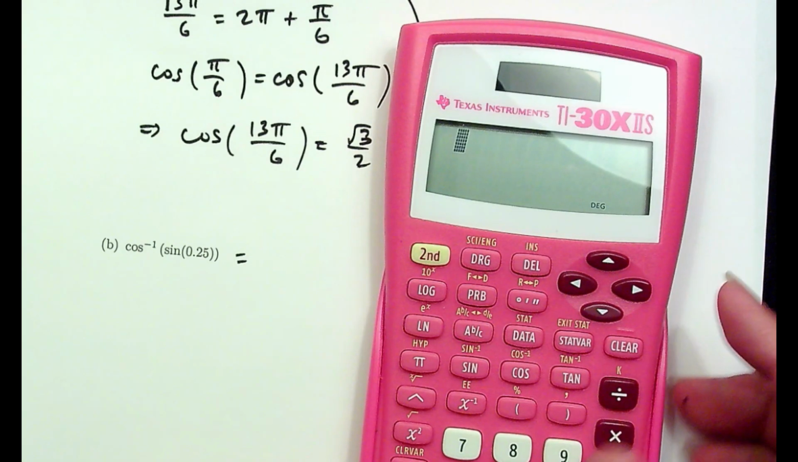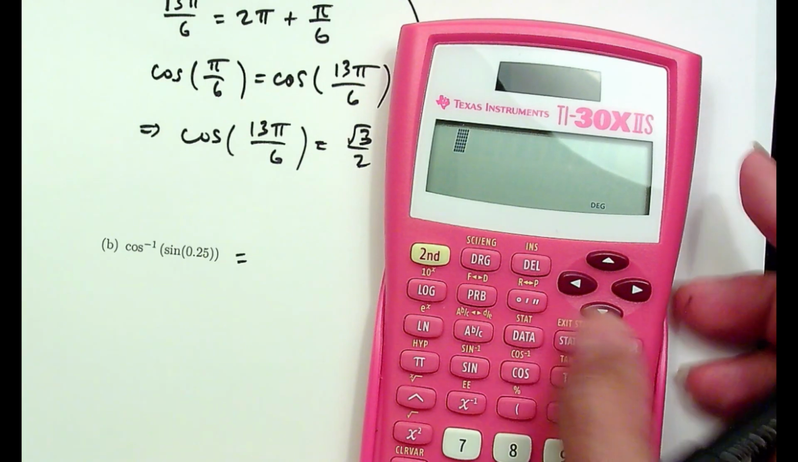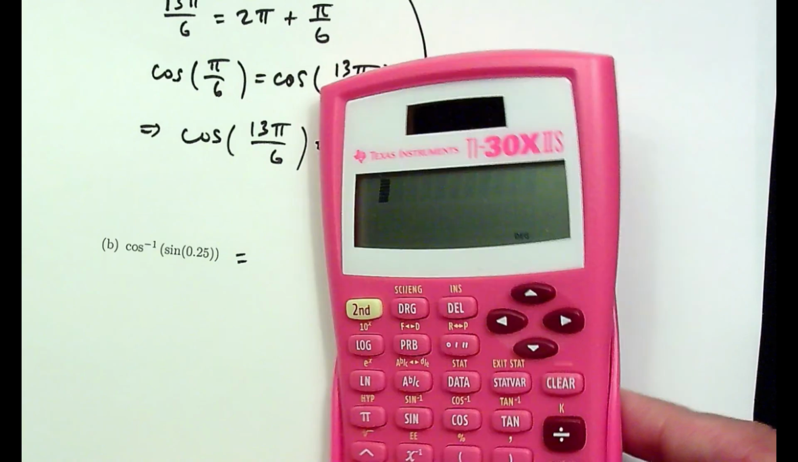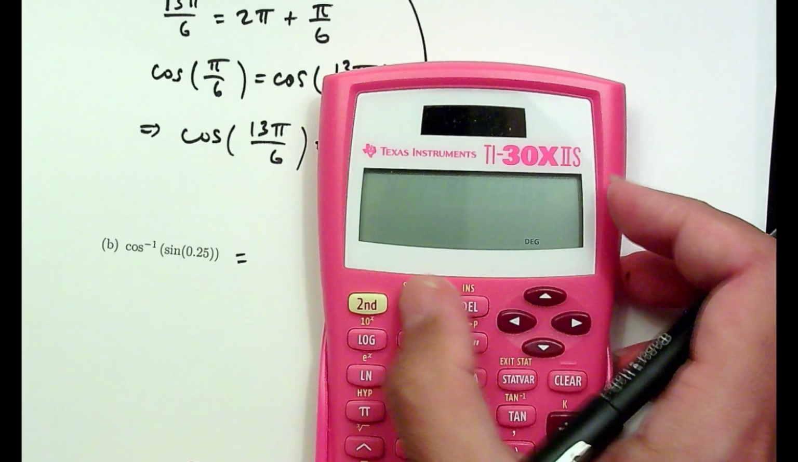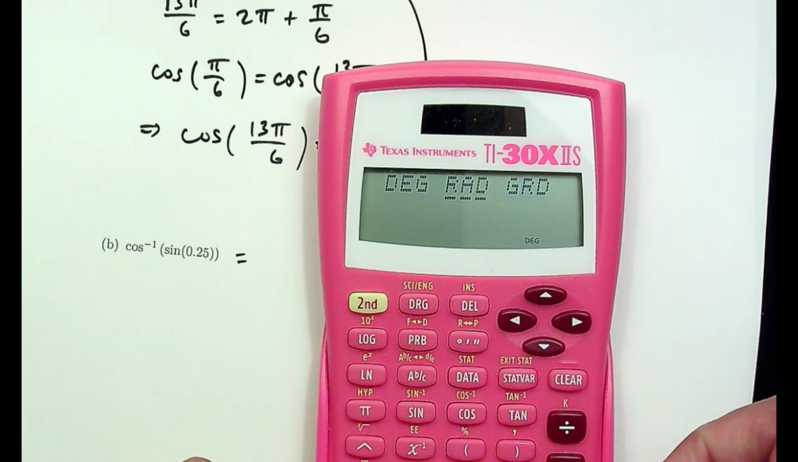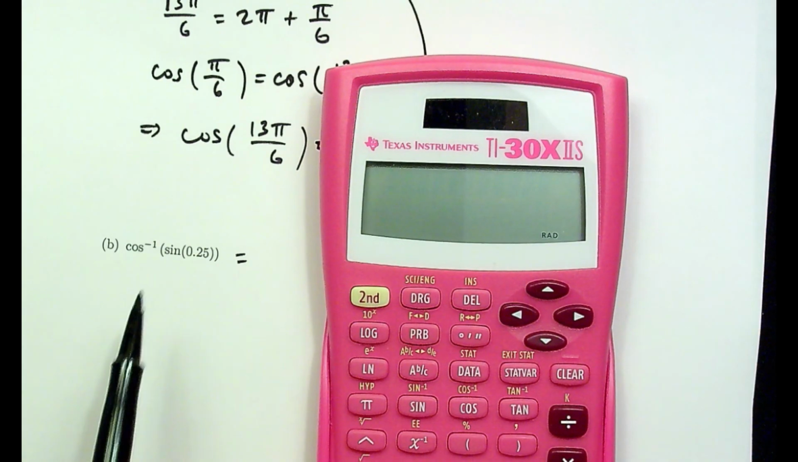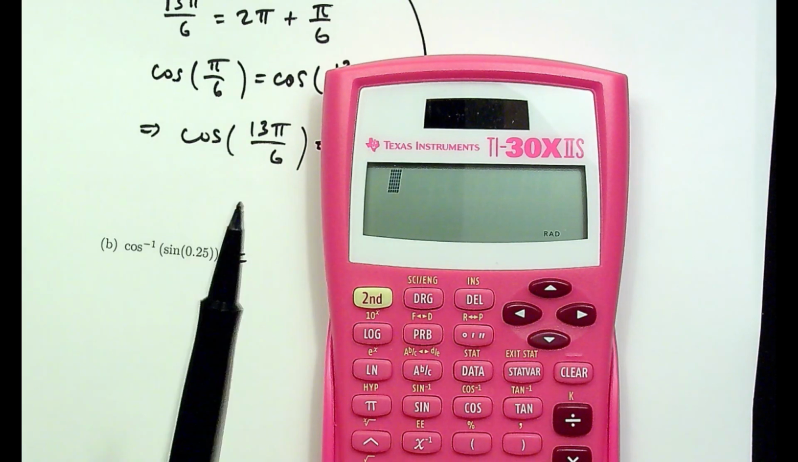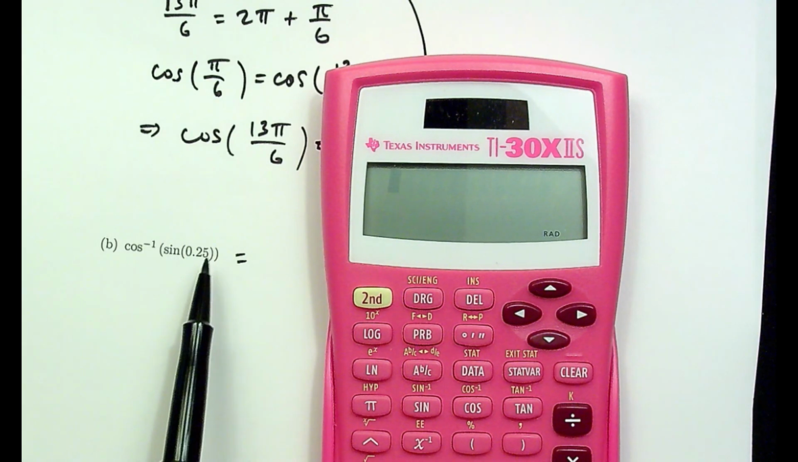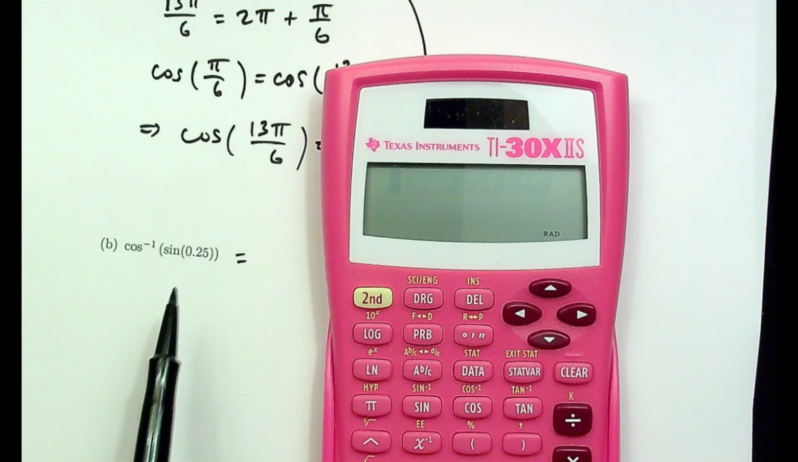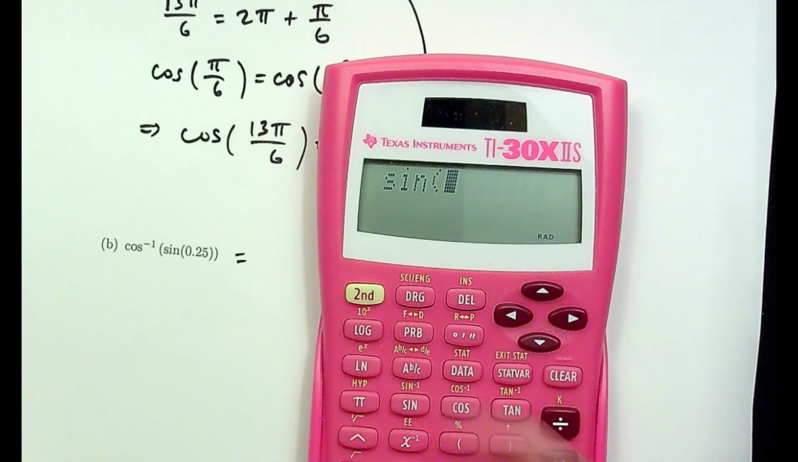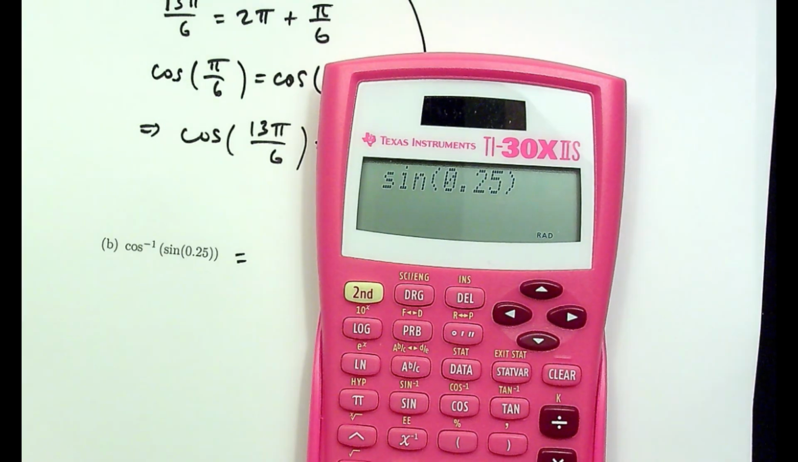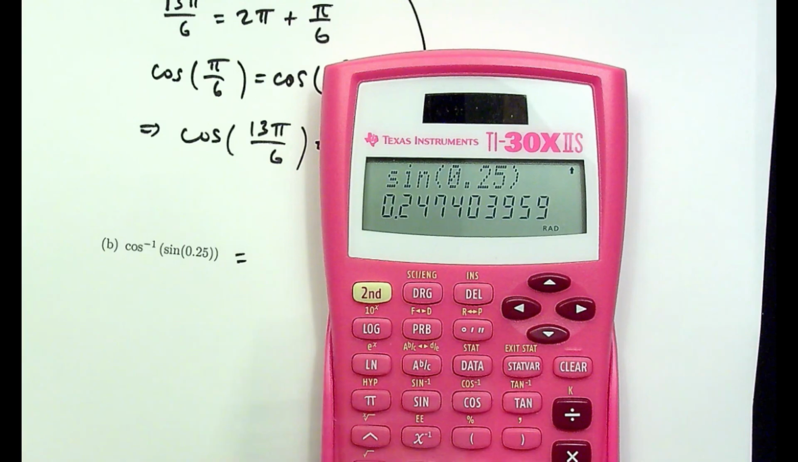Okay, so we're going to do sine. Make sure it's in radians. This is not in radians. This is in degrees. We should change it. Also, I know it's in radians because there's no degree symbol. If there was a degree symbol, then I would have to use degrees, but there's no degree symbol, so this is for sure radians. All right, so sine of 0.25, and that's what you get.